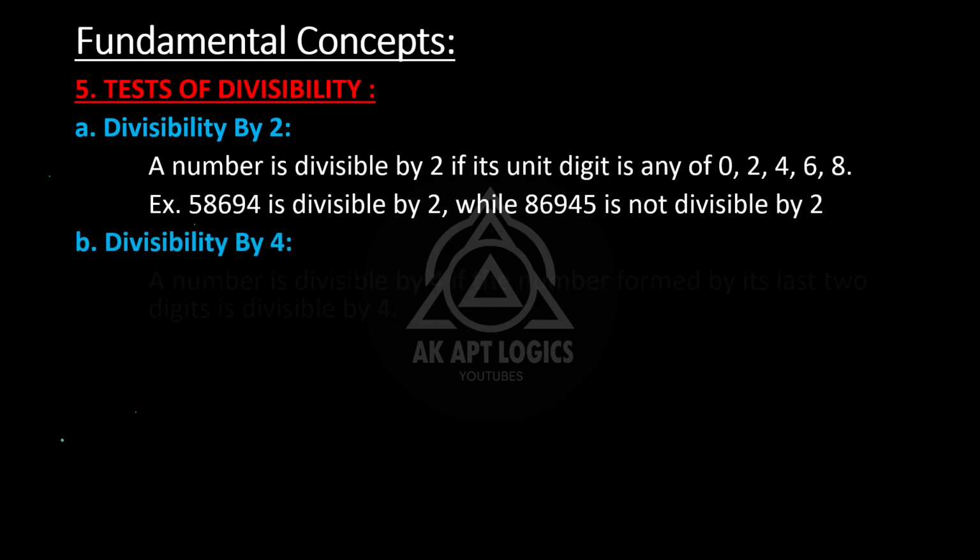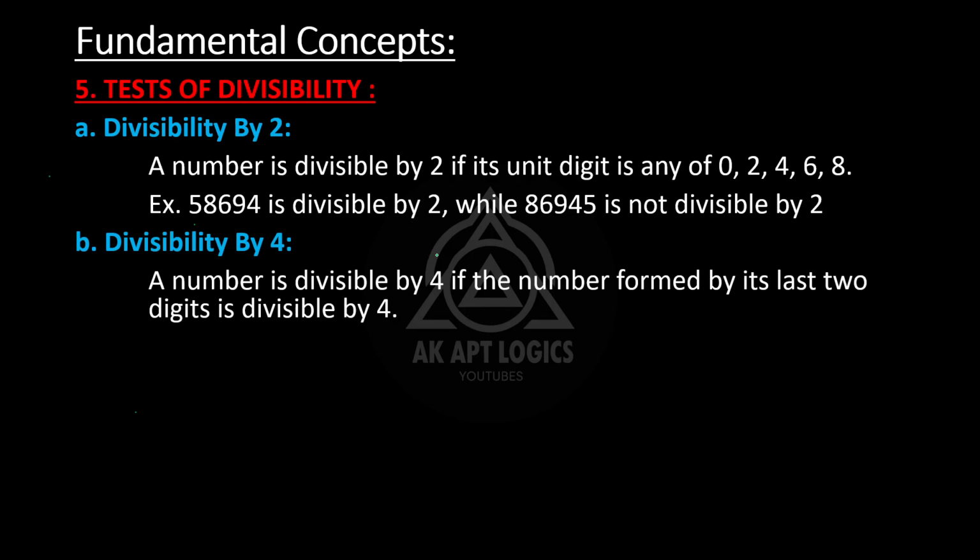Divisible by 4. A number is divisible by 4 if the number formed by its last two digits is divisible by 4. We shouldn't take individual numbers, tens separately, ones separately. We should take the tens and ones digits combinedly. If the number formed by its last two digits is divisible by 4, then the number is divisible by 4. The last two digits number should be divisible by 4 only, not 2. Remember that point.